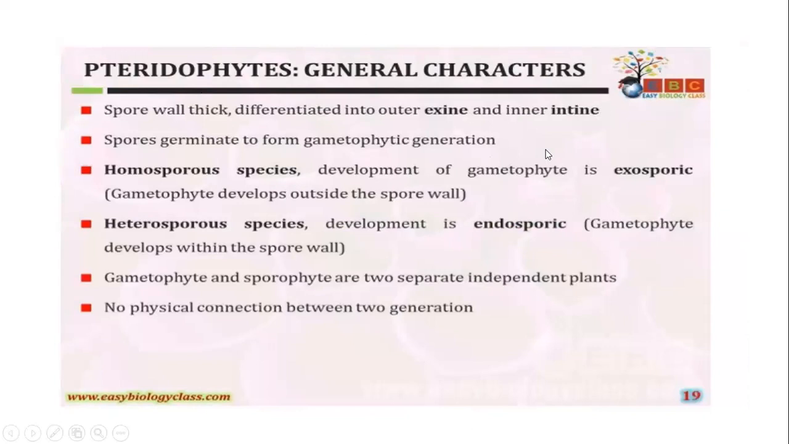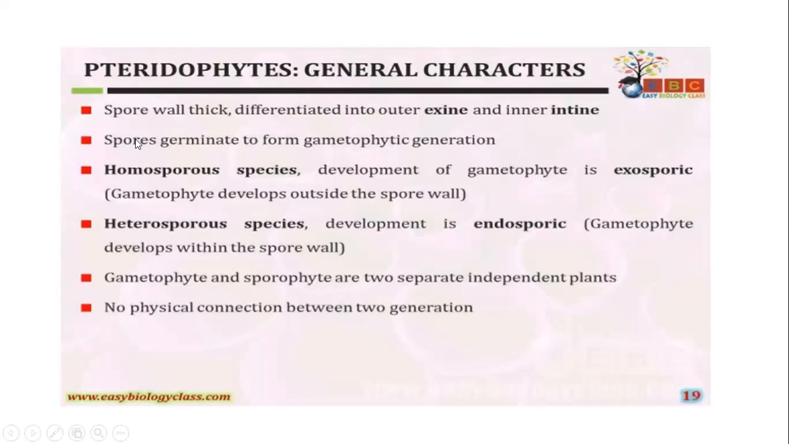Next, what is the spore like? Now from the sporangia, spores are liberated. So how are those spores? The spore consists of a spore wall, which is very thick. Around the spore a thick wall layer is formed, called the spore wall, and that is differentiated into an outer exine and an inner intine. So the spore wall is differentiated into two layers, called the outer exine and the inner intine.